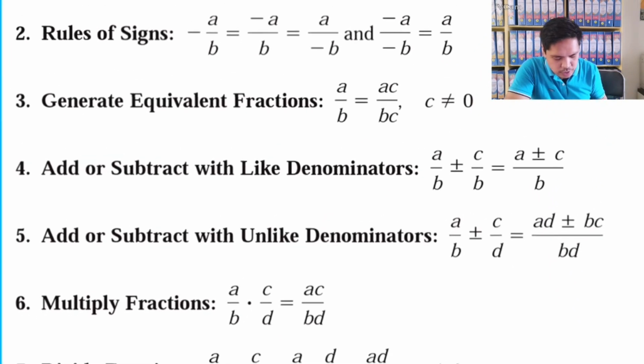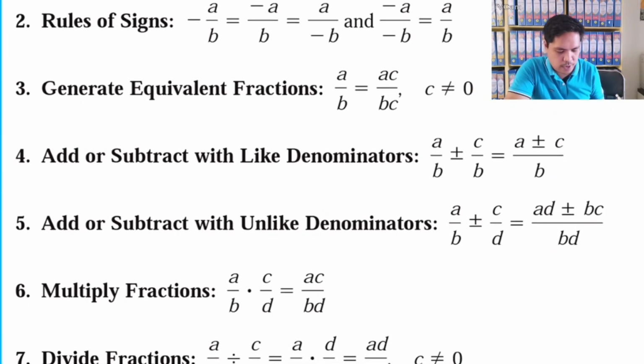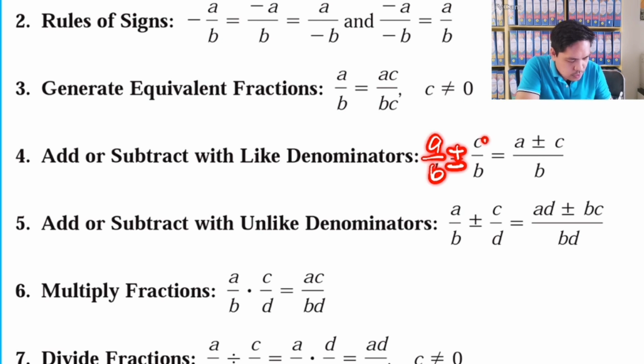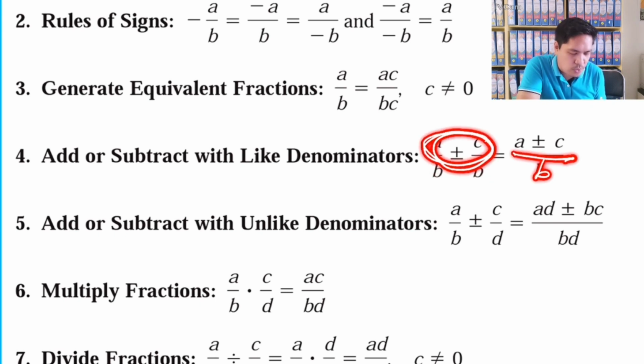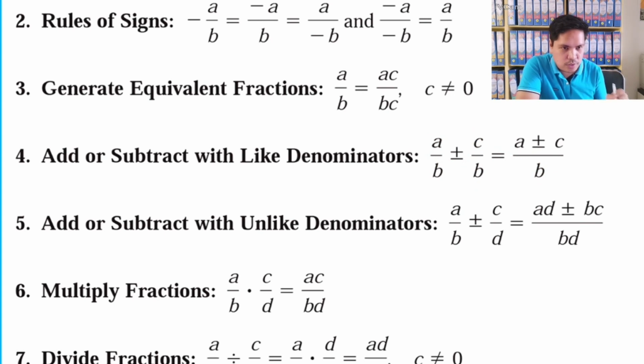Next, add or subtract. Tingnan natin. Add or subtract with like denominators. Okay. If we have A over B added or subtracted by C over B, the result is just the sum or difference of the numerators over the common denominator. So, ganun lang siya kadali. So, kung common iyong denominator, you just copy the denominator and you just add or subtract the numerator, whatever is the given operation.